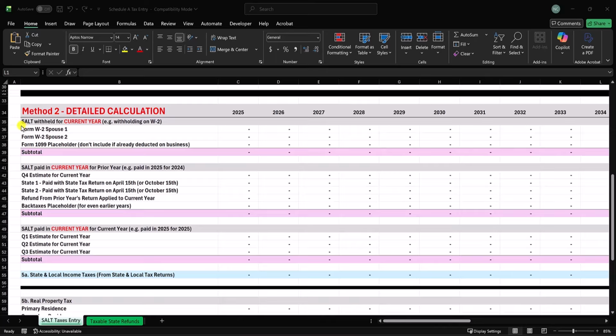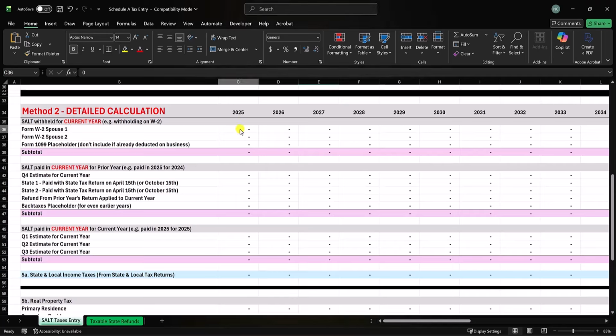Okay, so let's run through the categories. The first one is we have state and local taxes withheld for the current year that you're working on. The most common example would be like withholding on your W-2, but you could also have withholding on various kinds of 1099s, for example. And so let's go ahead and populate this section.